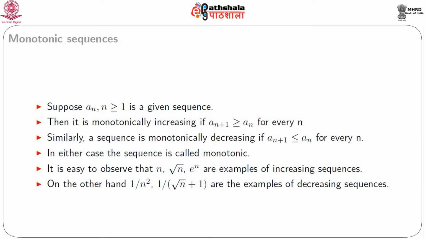It is easy to observe that n, square root of n, e to the power n, or n square are examples of increasing sequences, whereas 1 by n square, 1 by square root of n plus 1, e to the power minus n are examples of decreasing sequences.